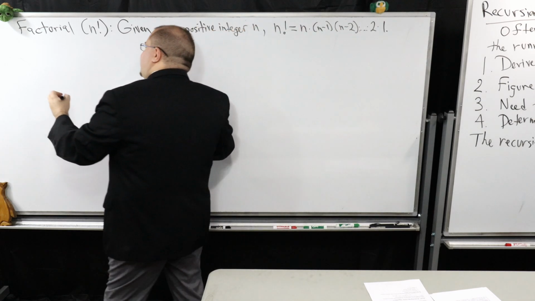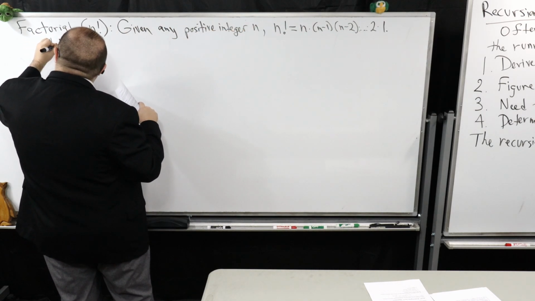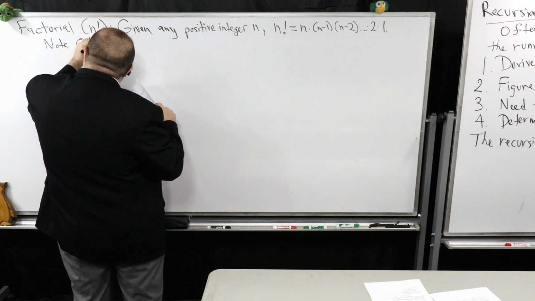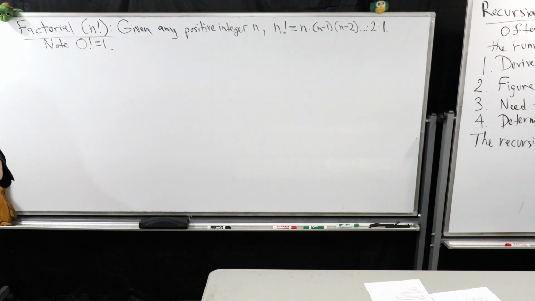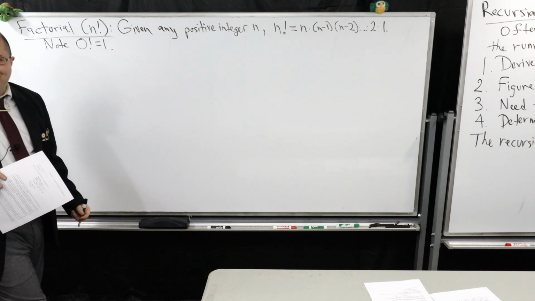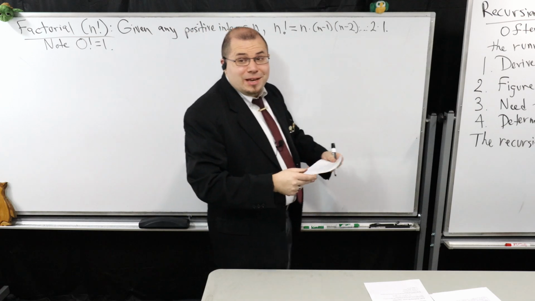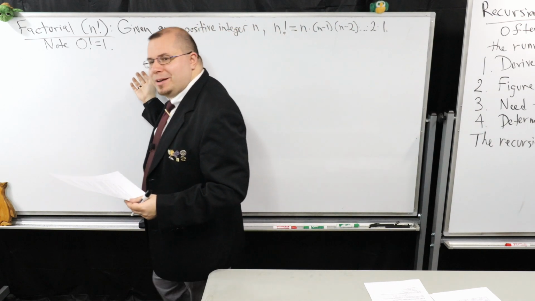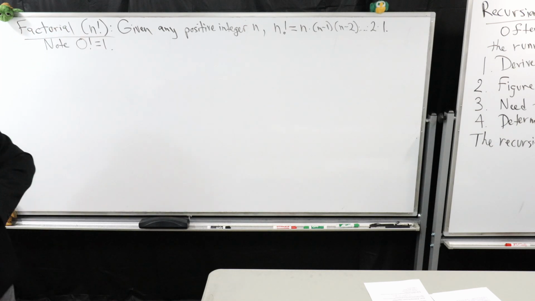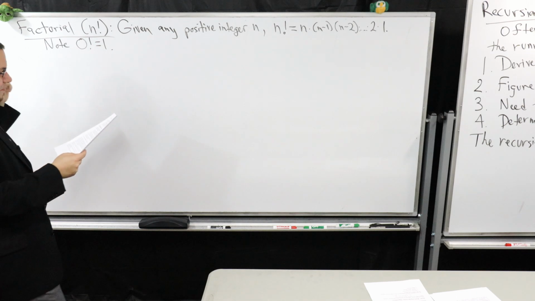And note, oftentimes it's the case that 0 factorial is equal to 1. So we're going to design a recursive algorithm that computes factorial. Now, you may or may not have seen this before. Have you seen this before? Let me know in the chat. So I'm hoping I'm going to allude to some connections between recursion trees and some other analysis techniques.